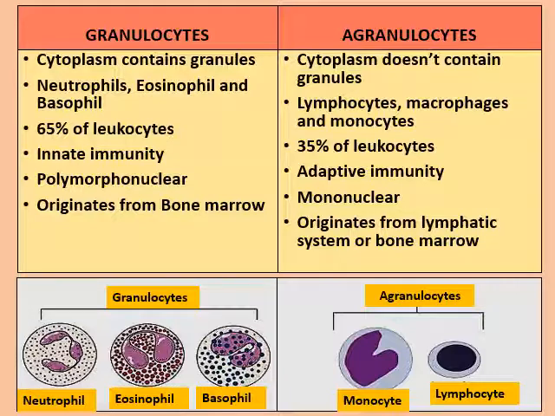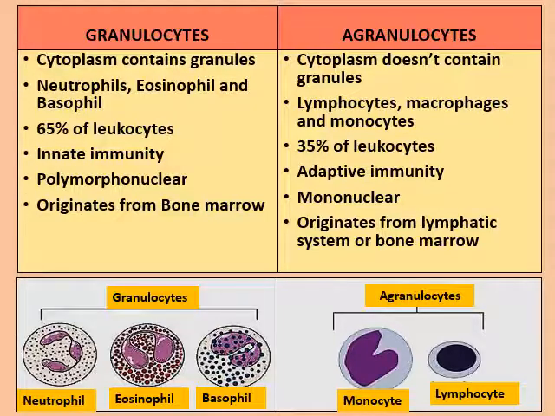Granulocytes. Their cytoplasm contains granules that are filled with enzymes that protect the body against invading pathogens. As I have already discussed, they are further classified into neutrophils, eosinophils, and basophils. They constitute 65% of leukocytes and are important in innate immunity. Because of the different shapes of nuclei, they are called polymorphonuclear. They originate from bone marrow.